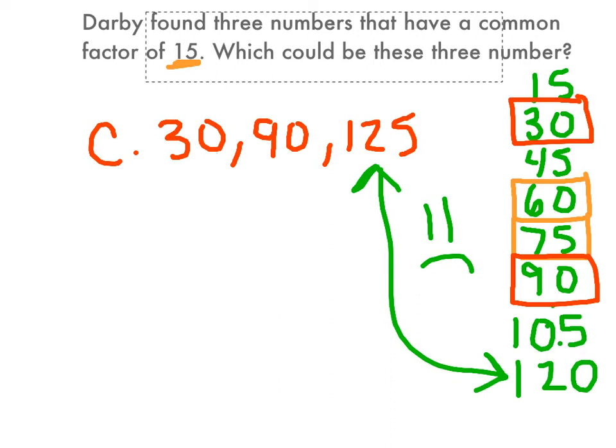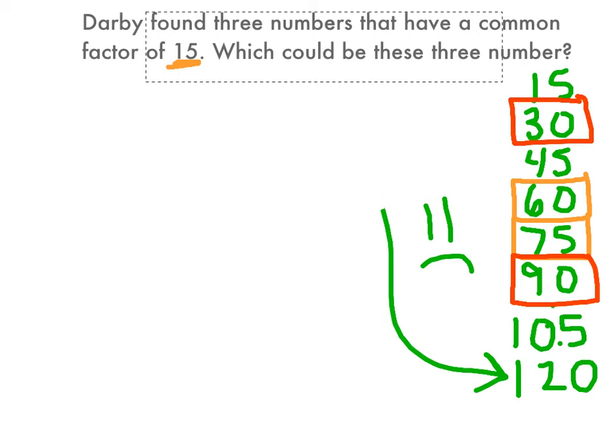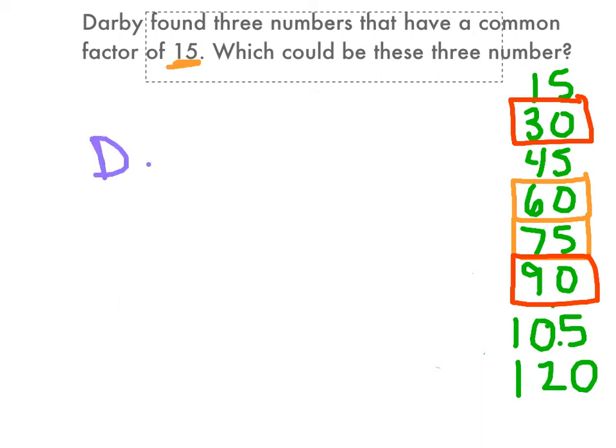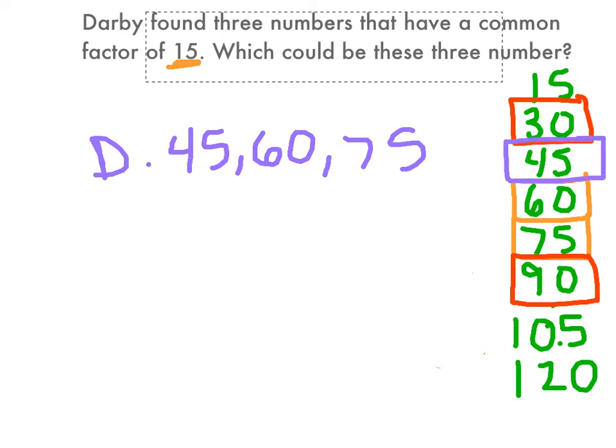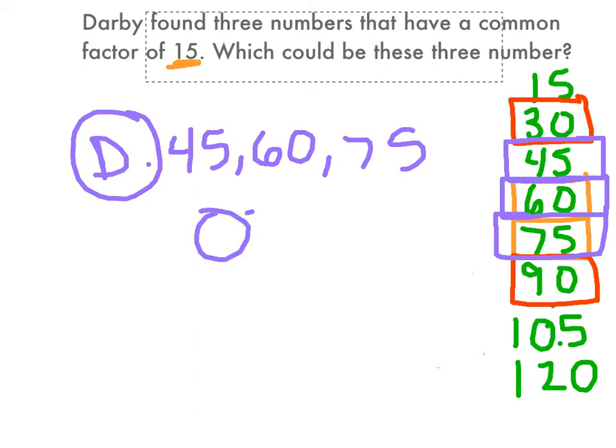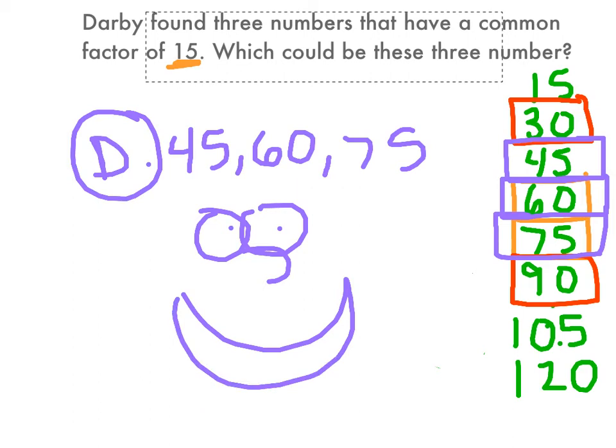Okay, so automatically that leaves me with D as the right choice, but as always, we want to make sure that we go back and double check. So I'm going to pull D up here. For D, I have the option of 45, 60, and 75. Okay, so I'm going to look over at my multiple tower. I see a 45. I see a 60. Woohoo! I see a 75. So D is my correct answer. Yay!